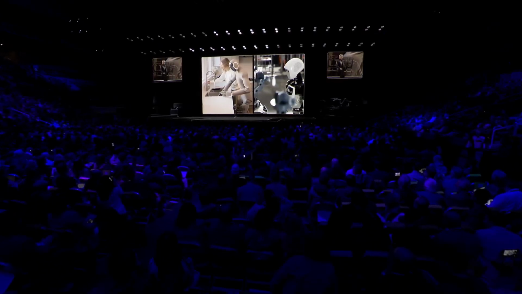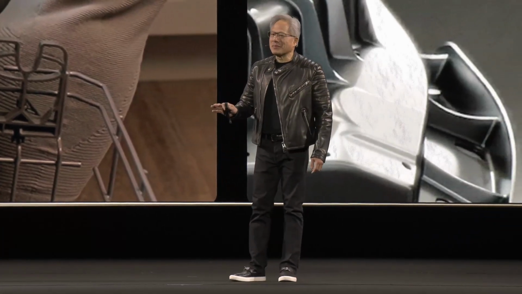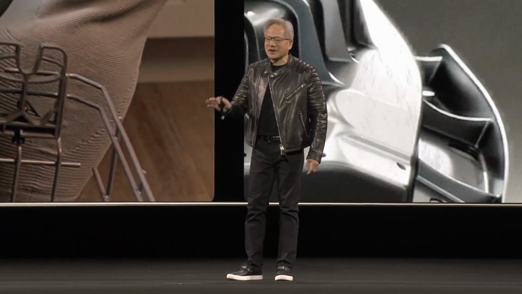Physical AI and robotics are moving so fast. Everybody pay attention to this space. This could very well likely be the largest industry of all.